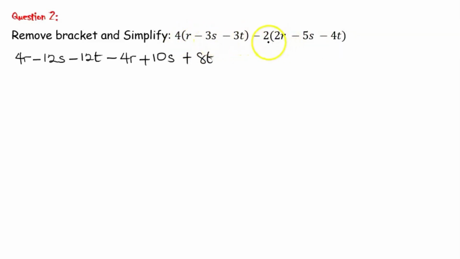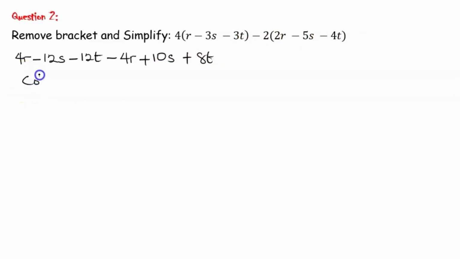bracket. So how do I do that? I was using minus 2 to multiply everything inside this bracket, including the sign that they carry. So that's why you can see minus 4r. That's why you can see plus, because this minus multiplied this minus, then it made it to be positive. Then 2 times 5, which is 10. And of course, we have 2 times 4, which is 8. Then t. All right. So what do I do now?